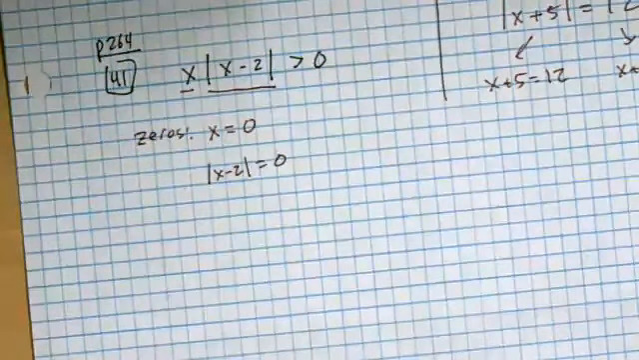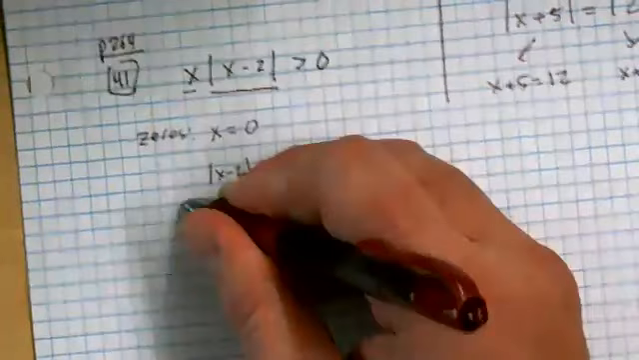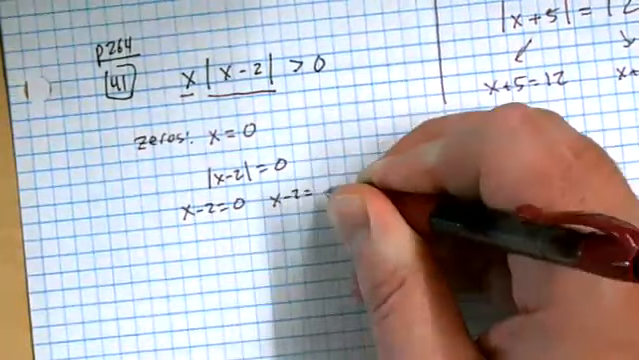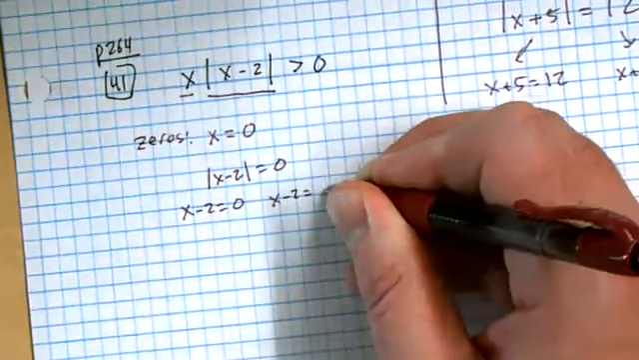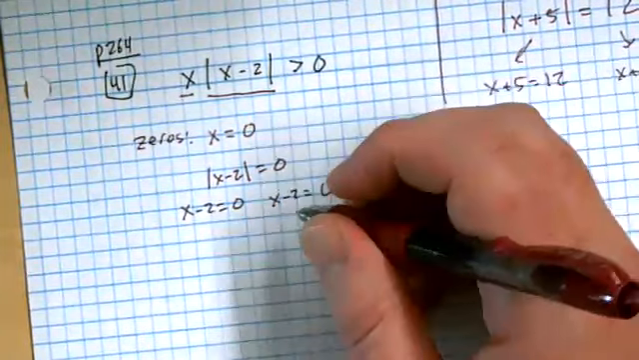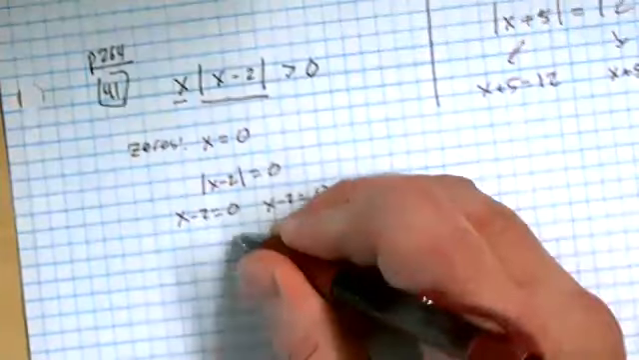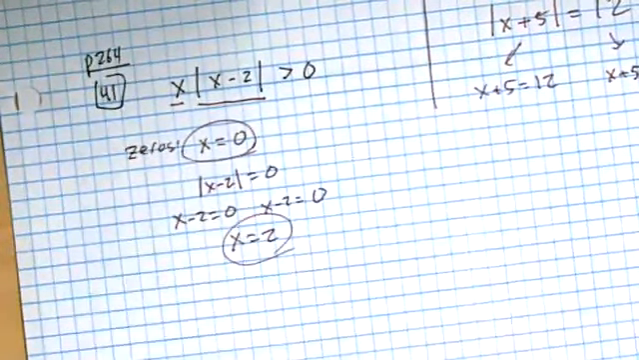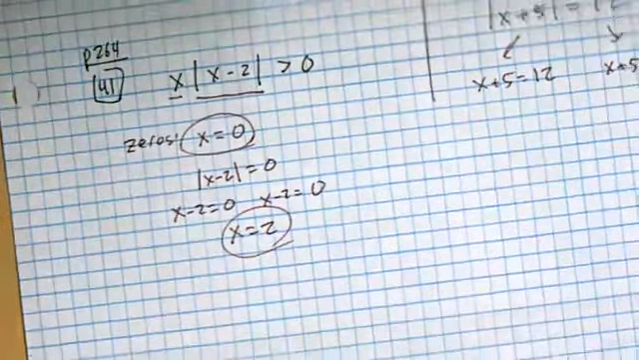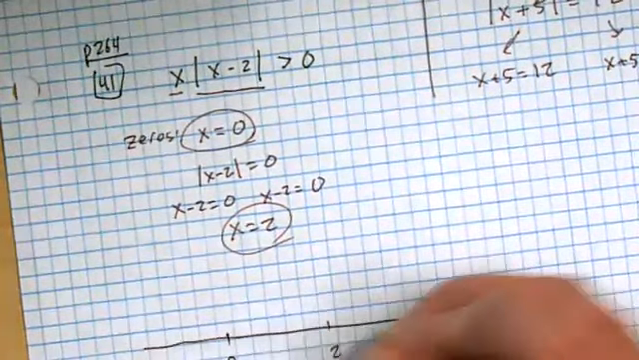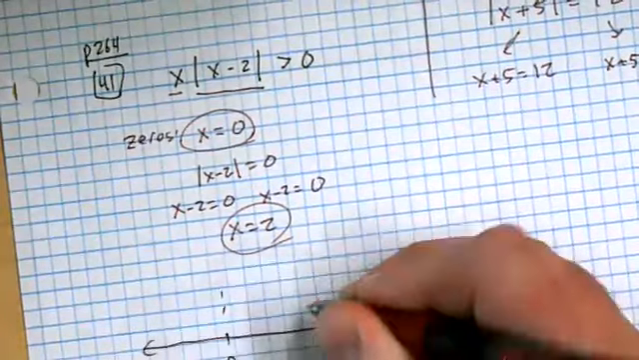If I were to use this method over here, I'd split it up and get two different equations. One would be x minus 2 equals 0, and the other would be x minus 2 equals negative 0. That's still just 0, the same thing twice. At the end of the day, my zero is x equals 2. So 0 and 2 are the two important points on my number line. And then we'll split it up and do what we normally do.